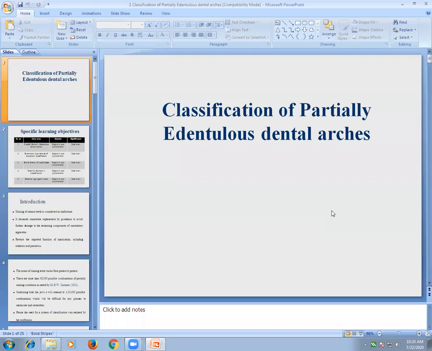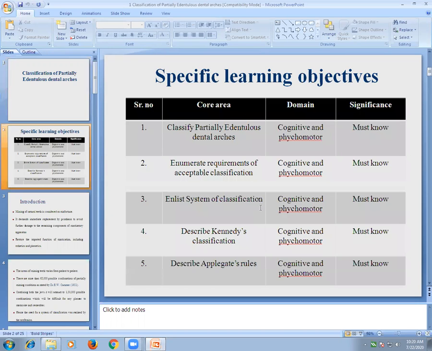Good morning to everyone. In the previous lecture, we discussed the introduction part of the removable partial dentures, and some part we covered about the classification. In today's lecture, we will cover in detail the classification of partially edentulous arches, in which we are going to cover the classification, enumerate the requirements of an acceptable classification, then list the systems of classification. We will describe Kennedy's classification and Applegate's rules in detail.